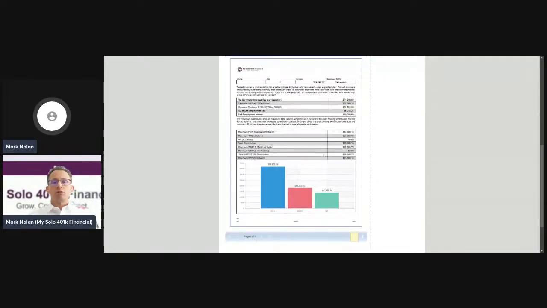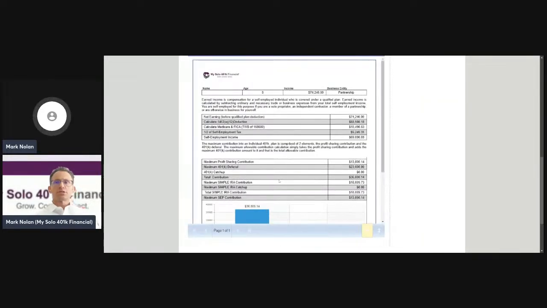Okay, let's go over this calculation here. So we plugged in $74,246 to our calculator. The calculator will subtract 1/2 of self-employment income tax, so $5,245, from that $74,246 figure. And you come up with $69,000 right there. That's the net self-employment income.